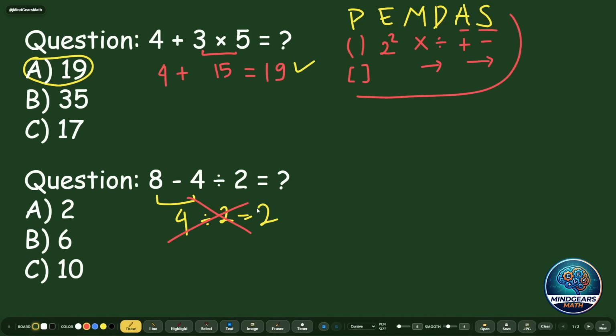PEMDAS rule. You have to do division first. 4 divided by 2 equals 2. And then 8 minus 2 equals 6. So the correct answer is B.